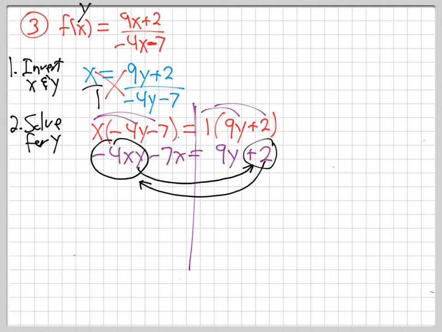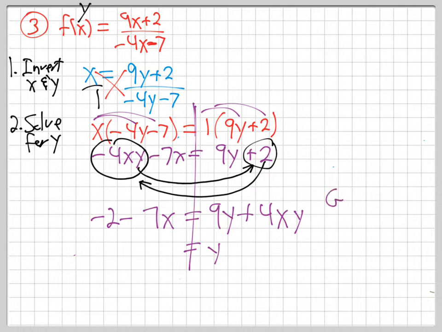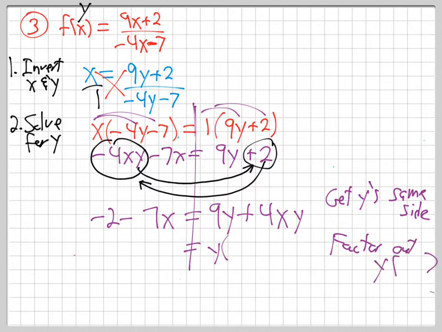So what would we get in that case then? We would get minus 2 minus 7x, 9y plus 4xy. Everybody see that, right? When things jump to the other side, they switch their sign. And now it's the same step. Factor out the y, right? So get the y's on the same side. Got it. Step 2, factor out the y with the parenthesis. So that'd be 9 plus 4x, right?